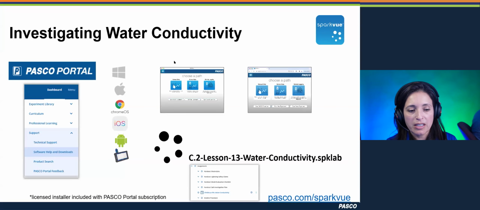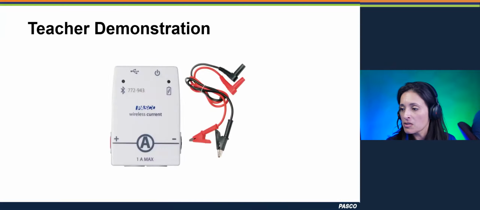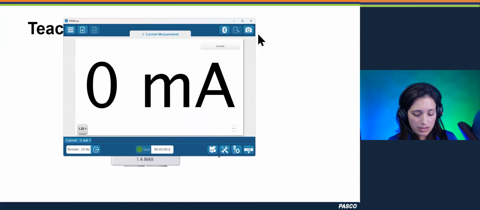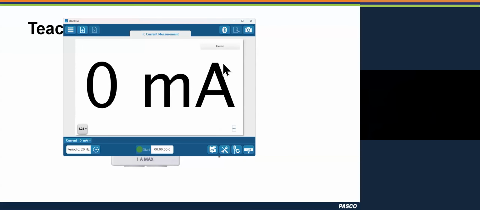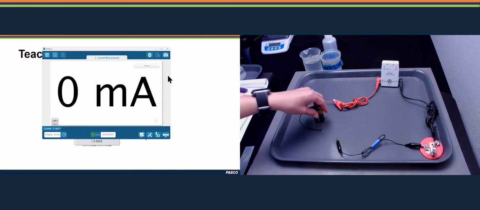So whether you're using the version that you download for Portal or whether you go to the SparkView web version, they're going to look the same. The only difference is in the way that the sensor connects. Otherwise, it's going to be the same. So now there's a teacher demonstration, and I'm going to bring just this up. So I'm going to switch cameras, and you're going to see the setup.